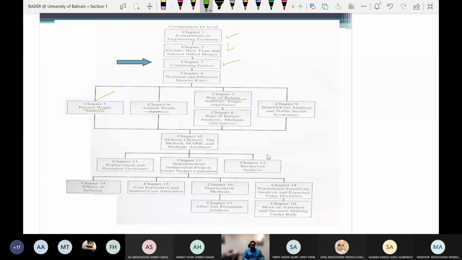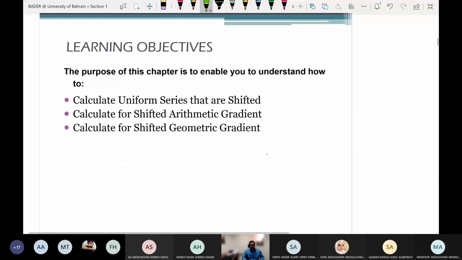We don't need to refer back to any formula. The standard notation is already available; we just have to put it in our engineering settings. There is no bank, nothing, purely our settings. So what are we going to study today? We're going to look at factors: a uniform series that is shifted. Arithmetic gradient, next lecture, again shifted, and geometric. So what is shifted? Very simple.